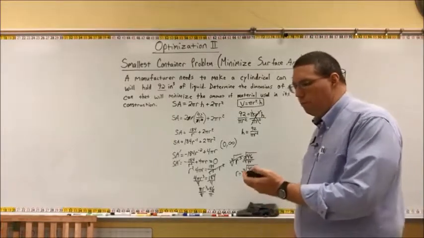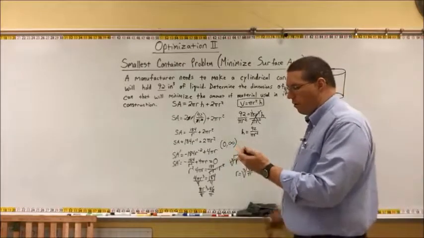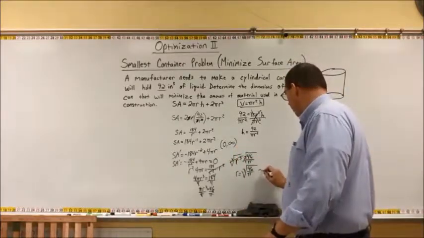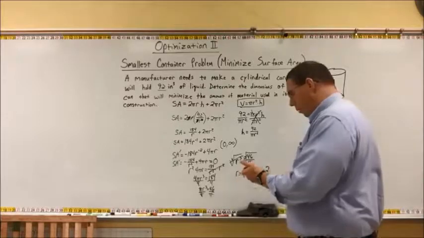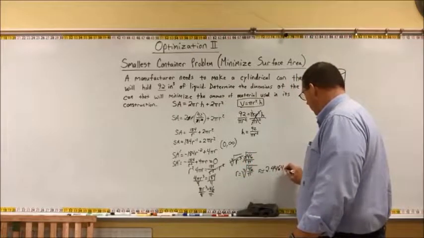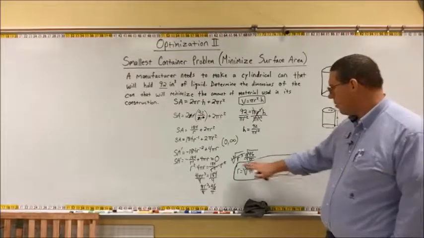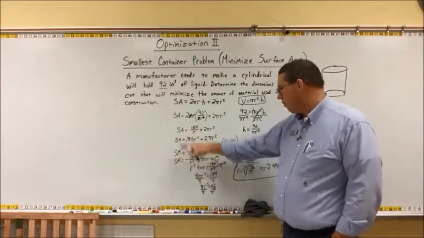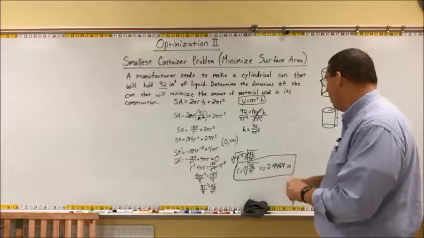And I get 2.4464. This is approximately equal to 2.4464 inches. This is the radius when the derivative of surface area is equal to 0.